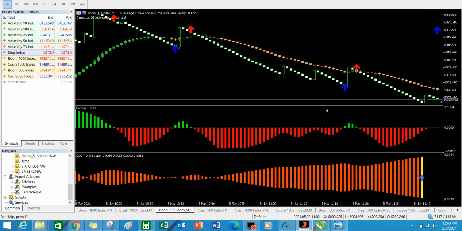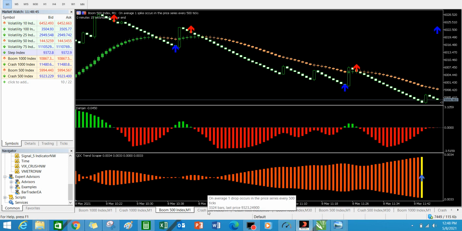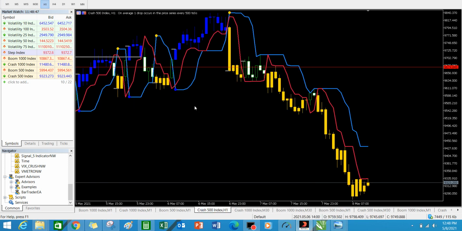Okay, it just finished the downtrend and is going back on uptrend, so make sure you do your analysis very well before you go into it. So right now you should be getting ready for an uptrend journey. Okay, so let's check what is happening with Crash 500.